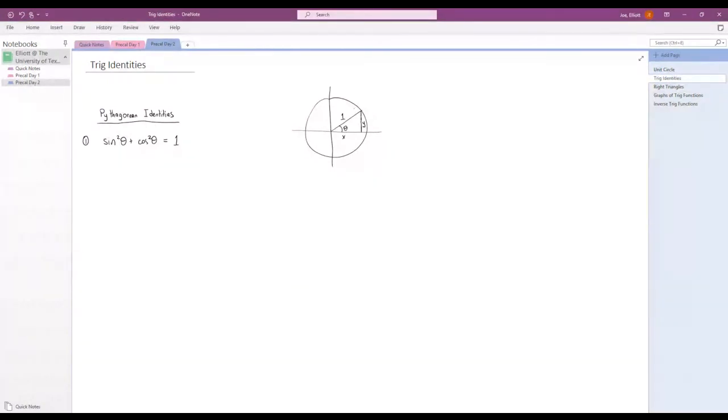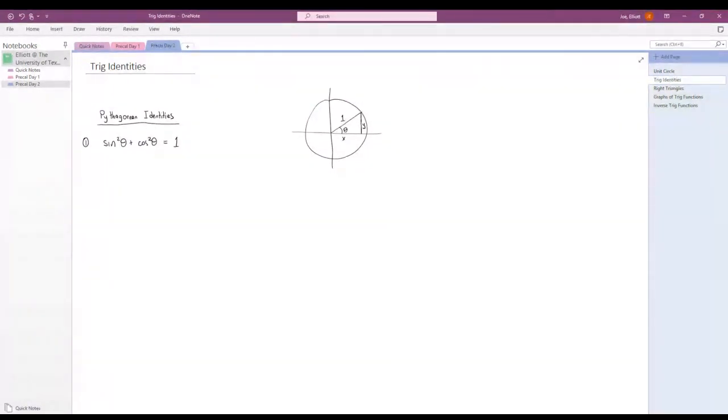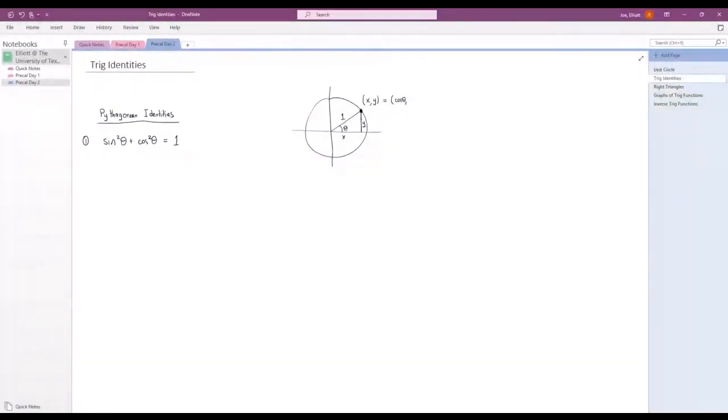If we remember that the x-coordinate is cosine and the y-coordinate is sine, for the right triangle you can use the Pythagorean theorem, which tells you that x squared plus y squared equals 1 squared. And that's how you get cosine squared plus sine squared equals 1.